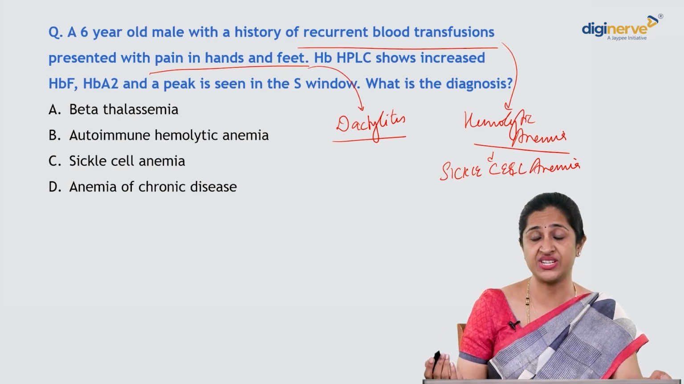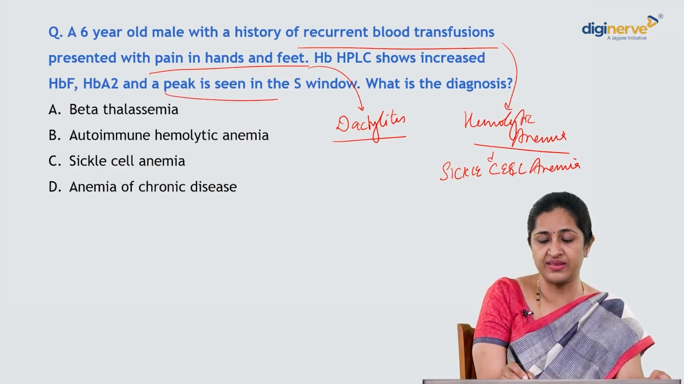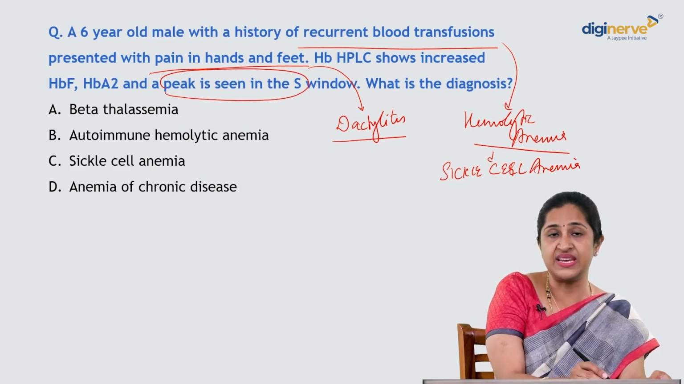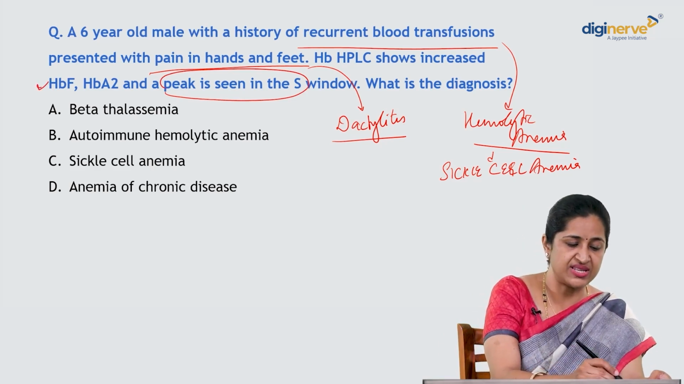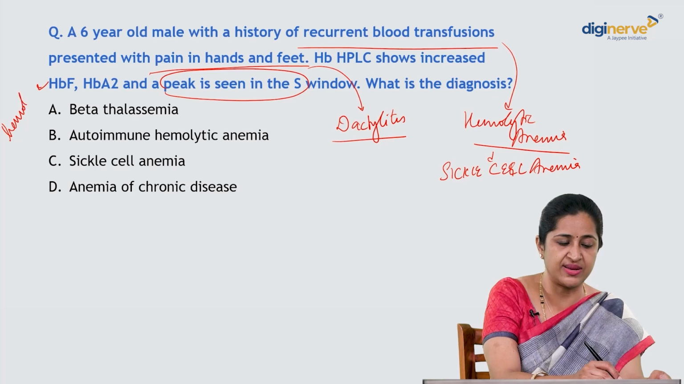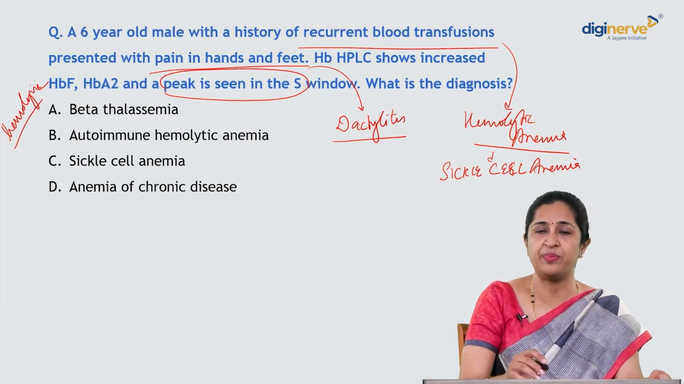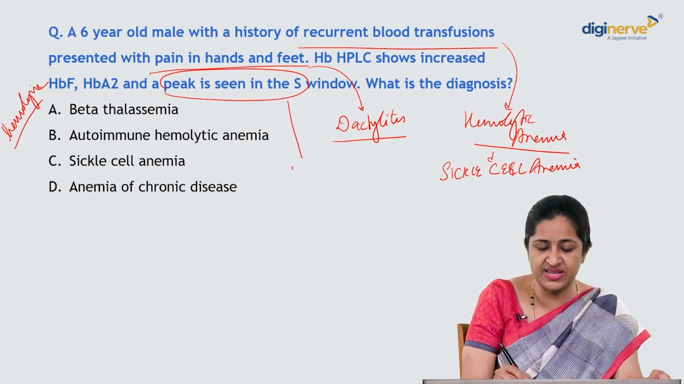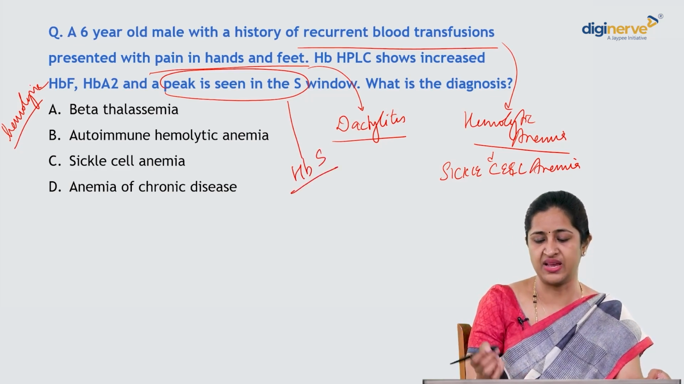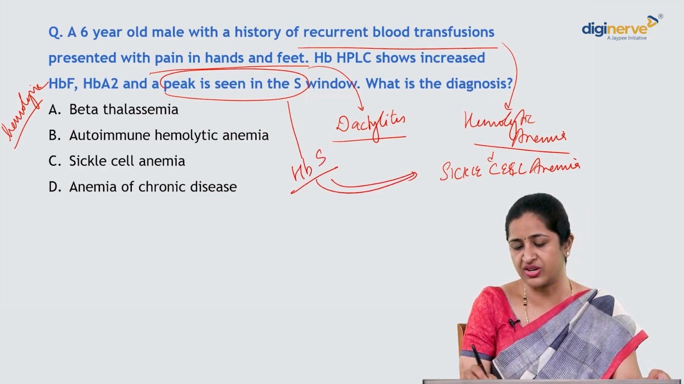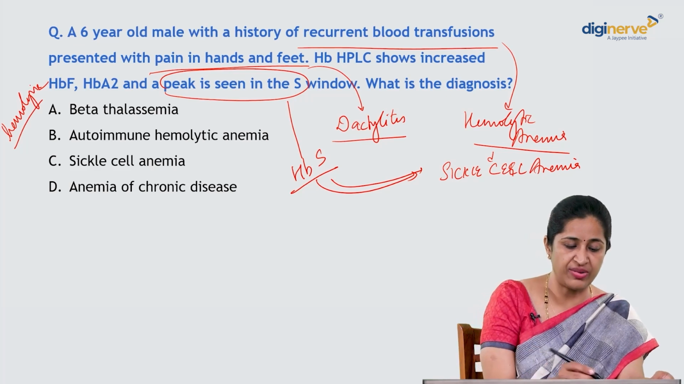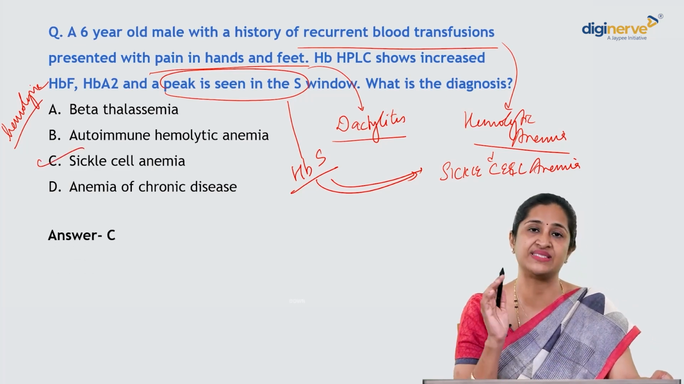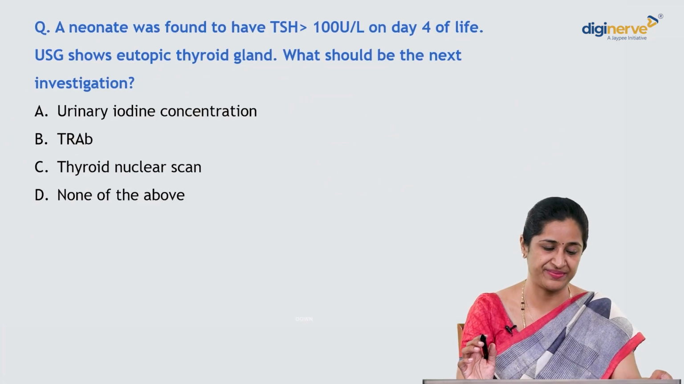Now what does the investigation show? It shows there is a peak in the S window. There is increased HbF, which is suggestive again. This again shows that there is hemolysis. And a peak in the S window means there is hemoglobin S. Hemoglobin S is diagnostic of sickle cell anemia. So automatically what is the diagnosis? The answer is C, sickle cell anemia.